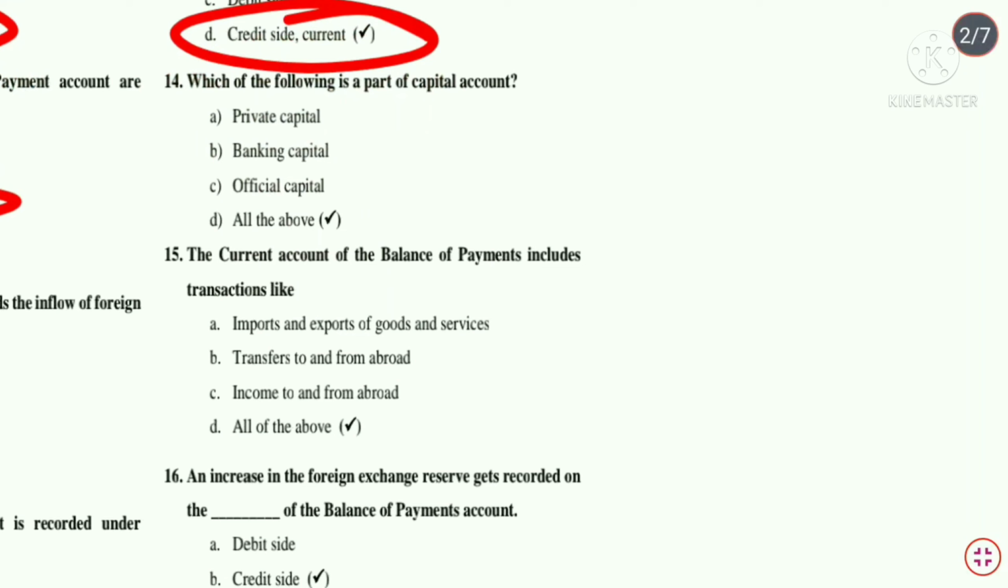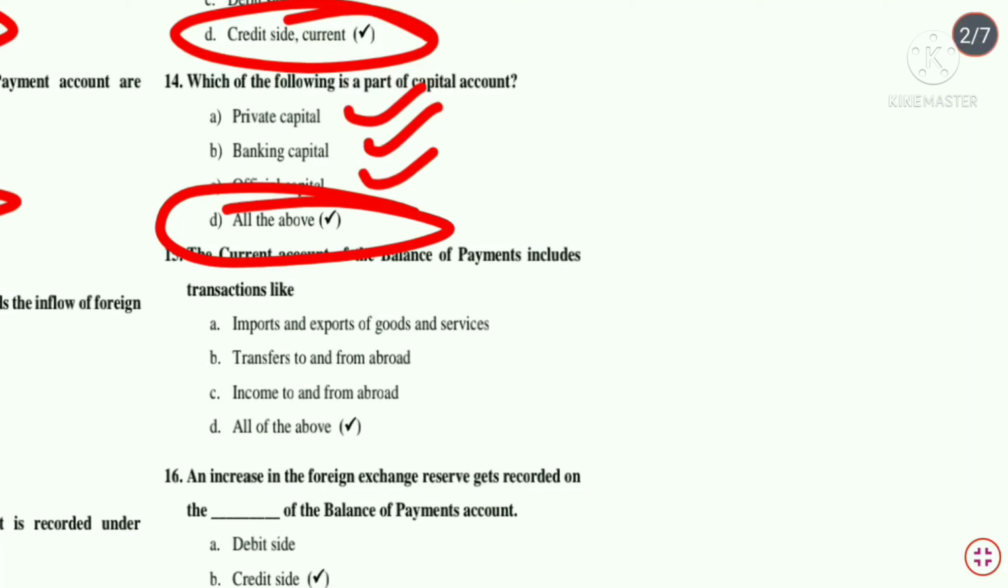नेक्स्ट क्वेश्चन जो है दैट इज विच ऑफ द फॉलोइंग इज अ पार्ट ऑफ कैपिटल अकाउंट, और जो इसके ऑप्शन है प्राइवेट कैपिटल, बैंकिंग कैपिटल, ऑफिशियल कैपिटल, ऑल द थ्री आर द parts of capital account. Therefore, all of the above, option D is the correct answer.